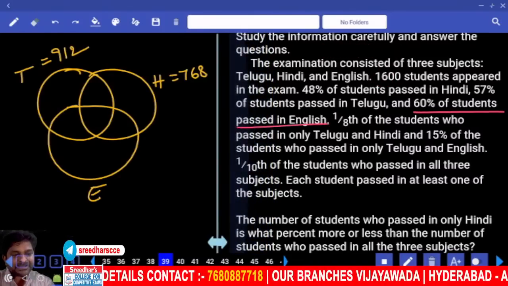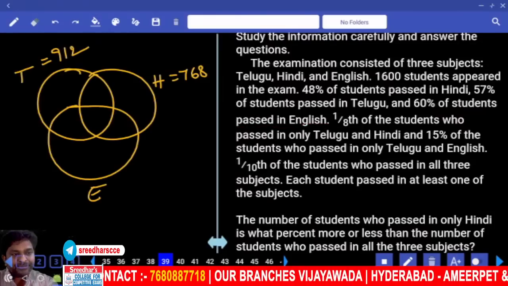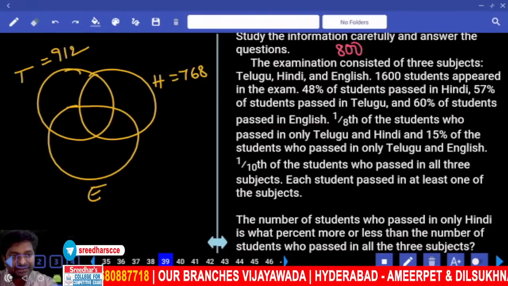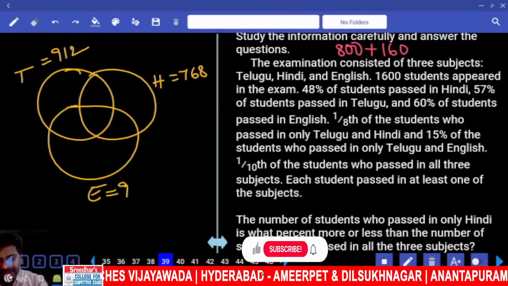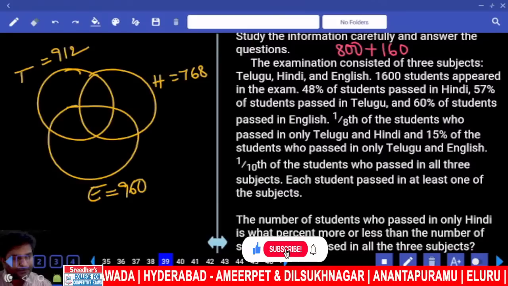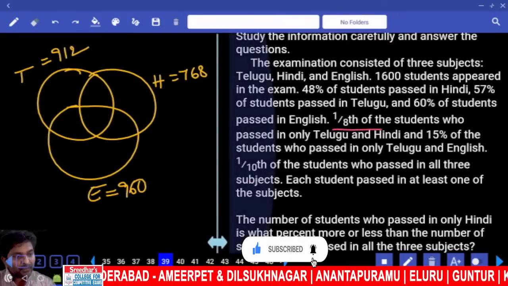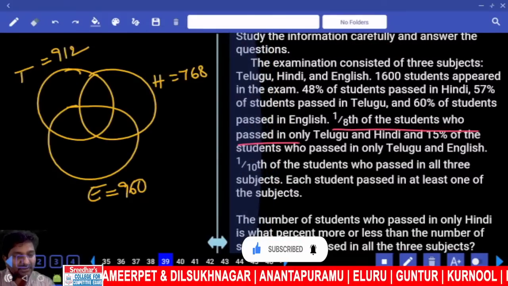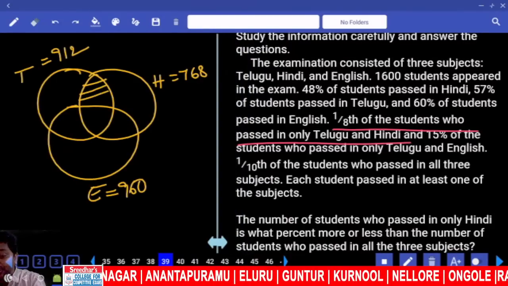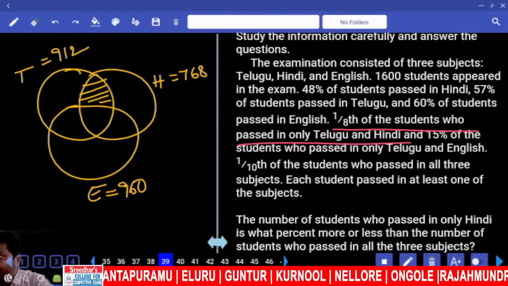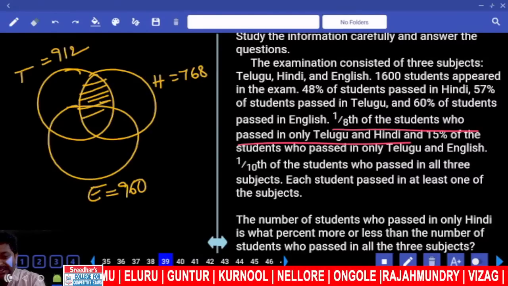60% of the students passed in English. 50%, 800 plus 10%, 160. So total English, 960. 1/8 of the students who passed in only Telugu and Hindi. Only Telugu and Hindi. It should be here. Come on. Right. What is this called?